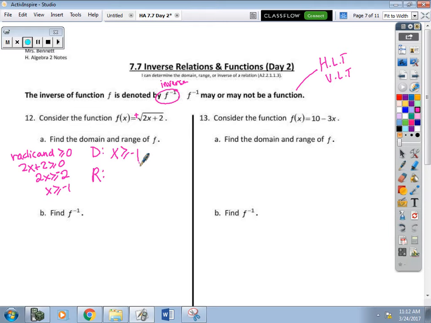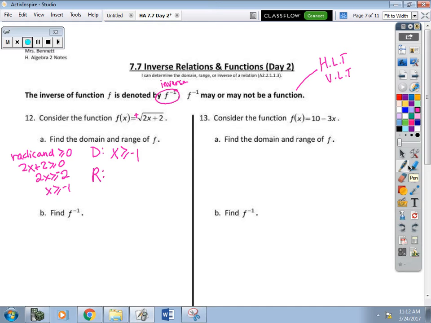Just as a warning, on the book answer key, they use set builder notation, so it'll look like this. We'll say x such that x is greater than or equal to -1. You're not required to do that. I will teach you set builder notation later on in the year, but I talked with the pre-calc and calc teachers and they said this is fine for describing your domain and range.